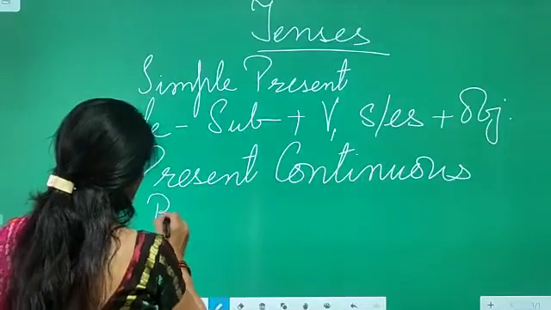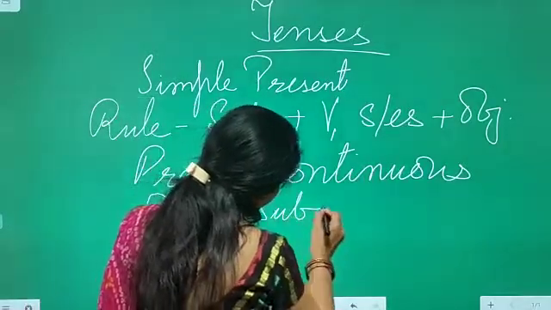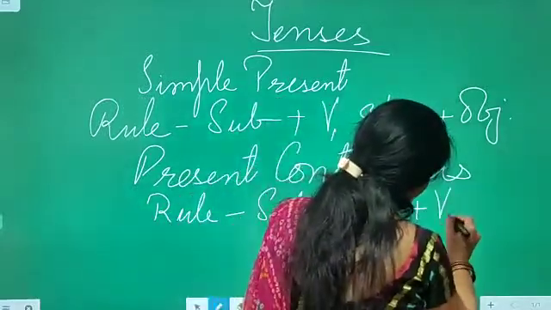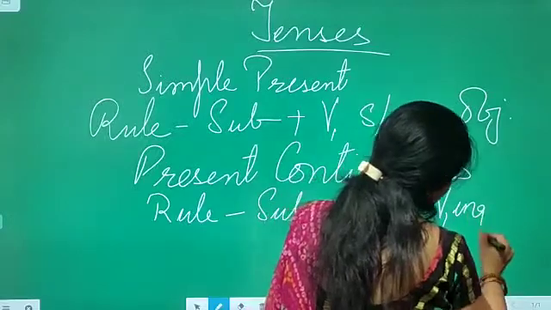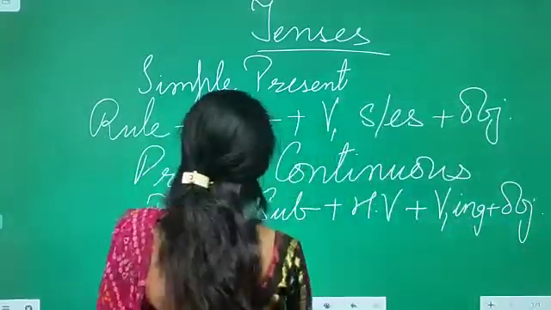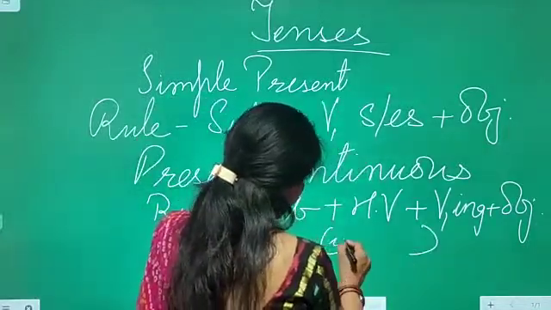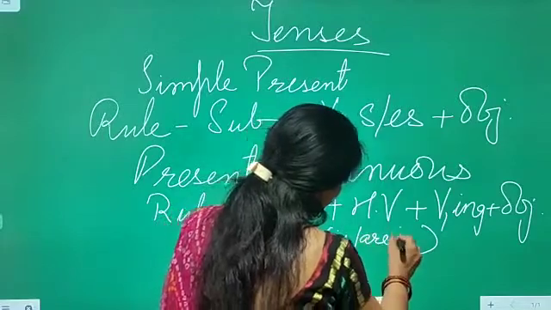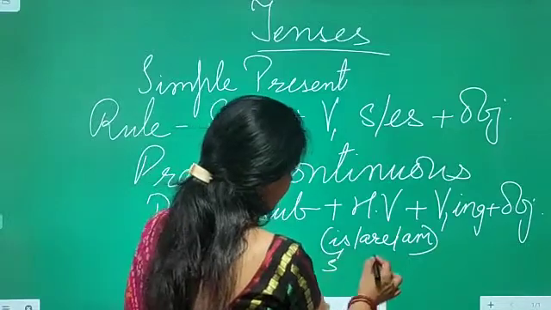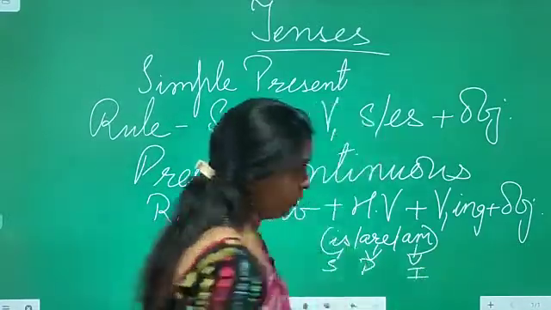It was the rule: subject plus helping verb plus first form of the verb plus ing and our object. So the helping verb in the continuous was is, are, and am. As I told you, is is always used with the singular, are with the plural, and am is for I only.